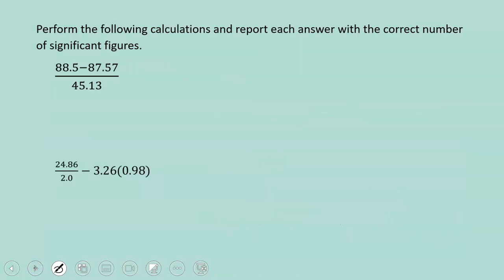So in this last video, we're going to look at multi-step calculations that involve both multiplication or division and addition or subtraction. The important thing to keep in mind when you're doing multi-step calculations is that you've got to take it one step at a time. At each step you're going to stop and figure out how many sig figs you have in that step and then move on to the next step.